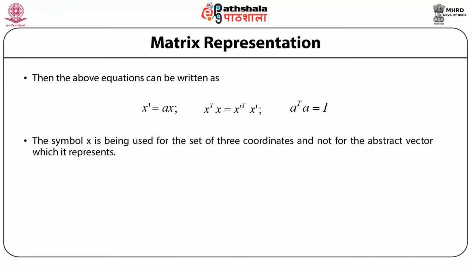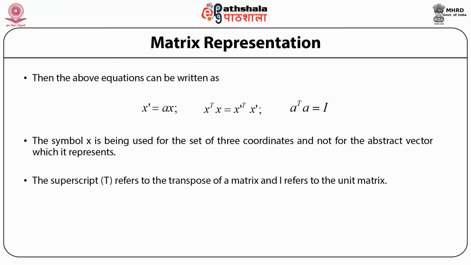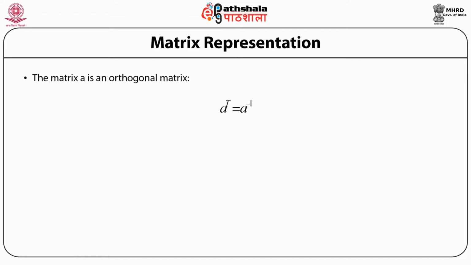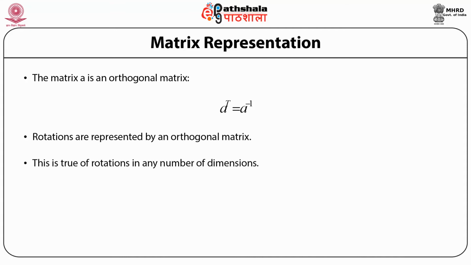The symbol x is being used for the set of three coordinates and not for the abstract vector which is represented here. The superscript T refers to the transpose of a matrix and I refers to the unit matrix. The matrix A is an orthogonal matrix, that is, A transpose is equal to A inverse. Rotations are represented by an orthogonal matrix. This is true of rotation in any number of dimensions.